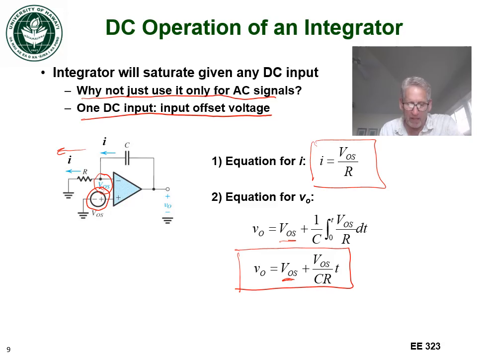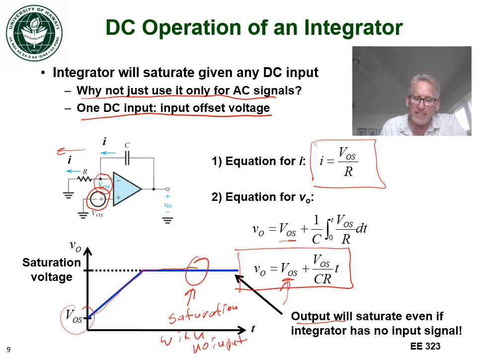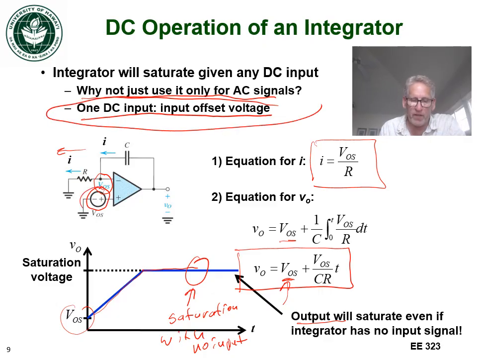So basically, if we were to plot this now, we'd start at VOS, this initial condition right here, and it would rise and rise and rise, and then eventually just saturate. So what this text here says is that the output will saturate even if the integrator has no input signal. So we're going to get a saturation with no input just from the DC offset that is created by the mismatch in our circuit.